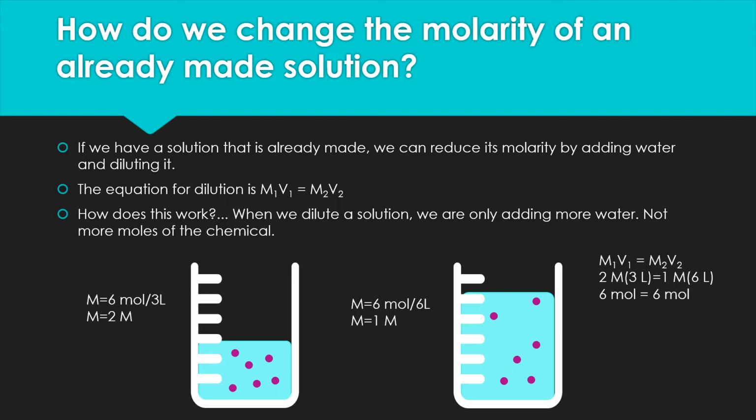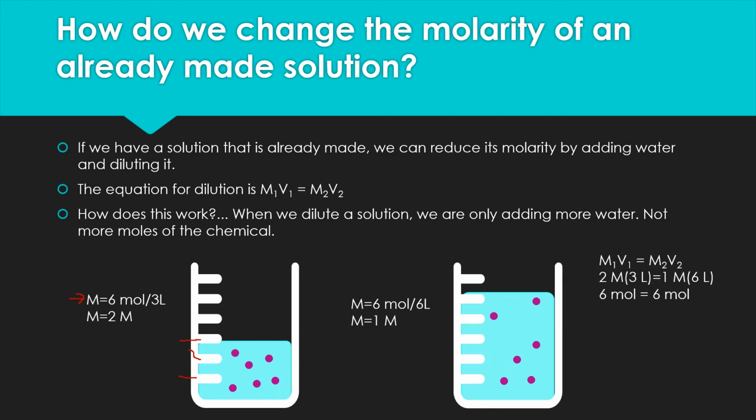So how does this work? Let's just take a look at a solution. It says when we dilute a solution, we are only adding more water, not more moles of the chemical. So in our container on the left, it says our molarity here is 6 moles. So we've got 6 particles there per 3 liters. So 1, 2, 3 liters, okay? So if I calculated the molarity, it would be 2 molar.